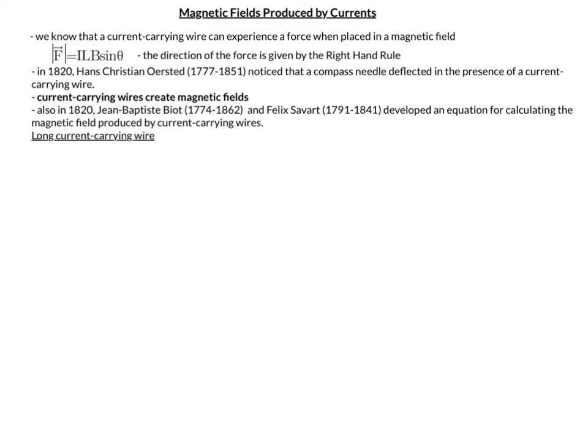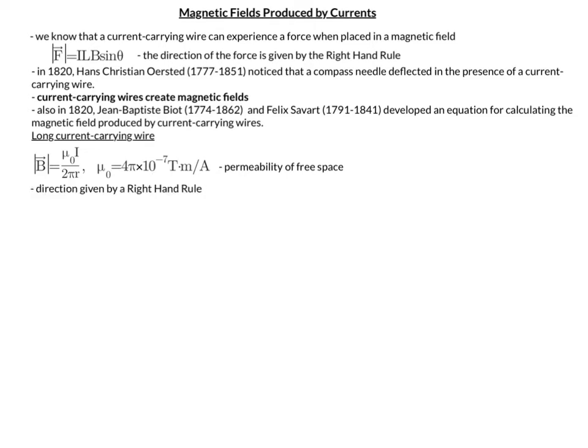So first we'll start with a long current-carrying wire, and by Biot-Savart law, we ended up with a magnetic field. The magnitude of the magnetic field of a current-carrying wire is mu naught I over 2 pi r, where mu naught is called the permeability of free space, and it's equal to 4 pi times 10 to the negative 7 Tesla meters per amp. Now the direction of this magnetic field is given by a right-hand rule.